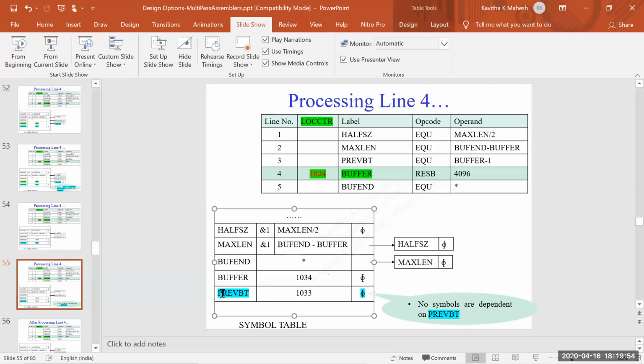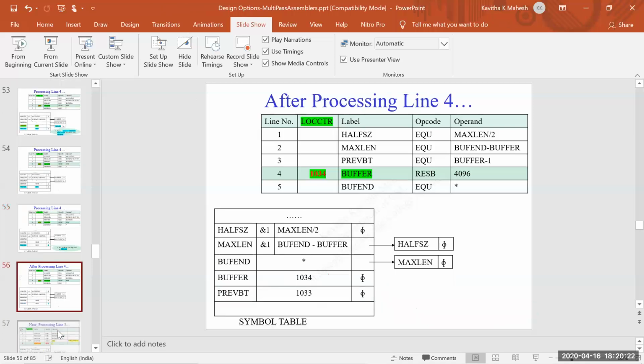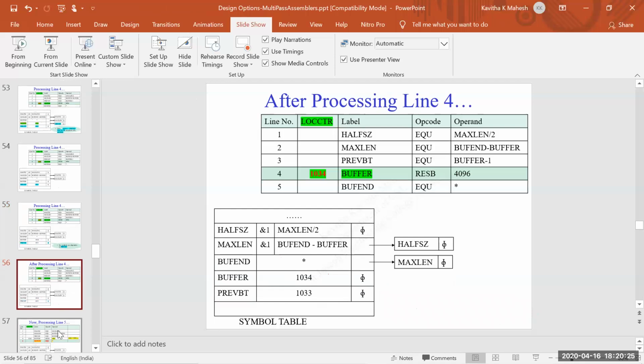See, currently we have learned the value of previous byte. It is 1033. Please note, there is no list associated with previous byte. As soon as you know the value for a symbol, you have to scan the list of symbols associated with that symbol and see if there are any symbols that are dependent on that symbol. Null means there are no symbols that are dependent on the symbol previous byte. So you don't have to do any further processing. So that is all with the processing of line number 4. So this is the status of the symbol table after line 4 has been processed.